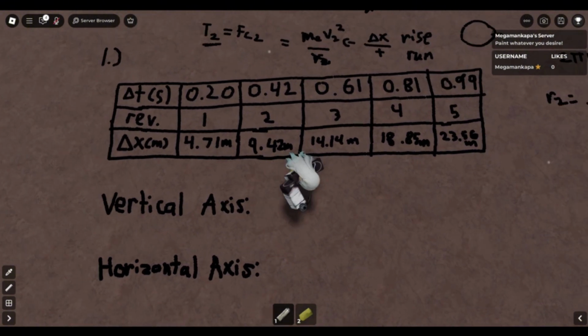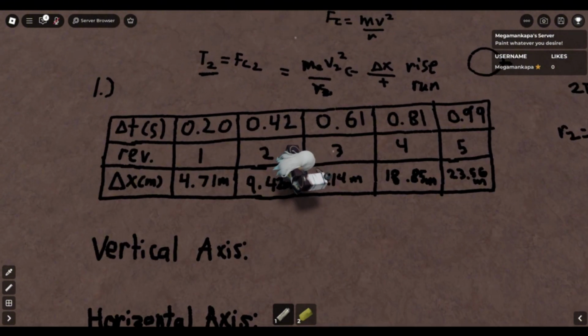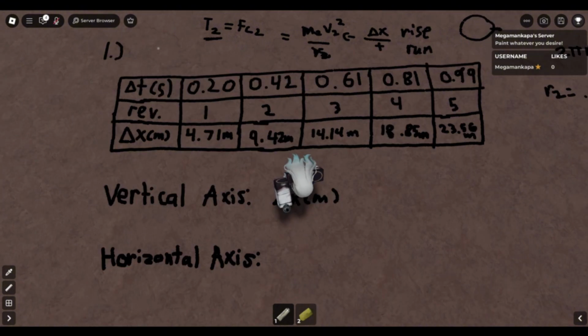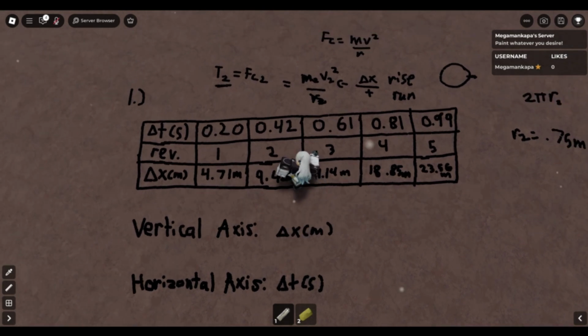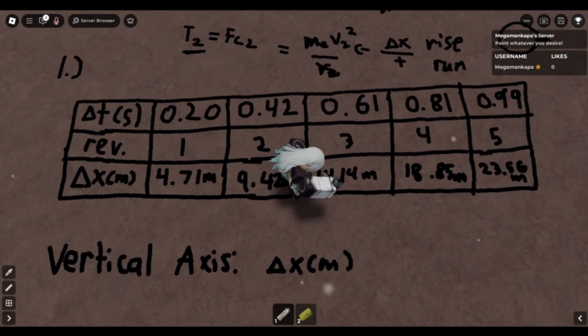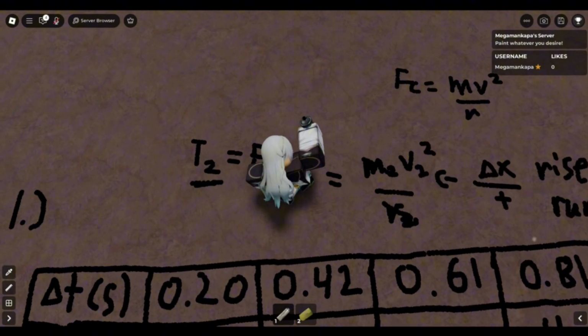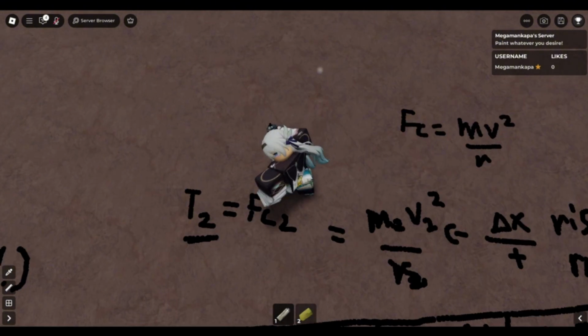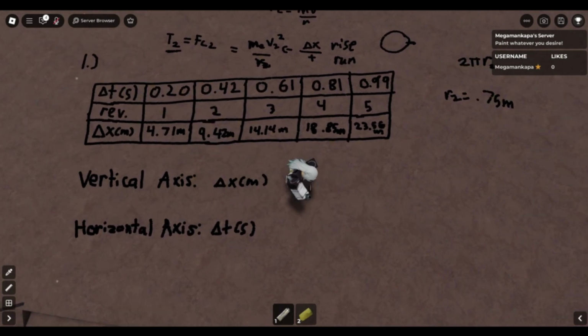So, when it comes to this, I kind of spoiled the answer. The vertical axis is simply going to be my rise. It's going to be my delta x in meters. Meaning my horizontal axis is simply going to be my time, the delta t they give you here, in seconds. And with this information, you can graph it, and finding the slope of that gives you a velocity that you can use to find FC2, which equates to T2. So, there you have it. Problem L.